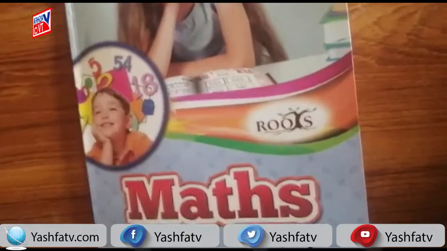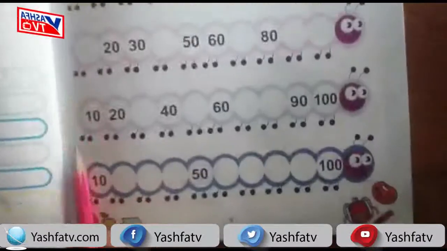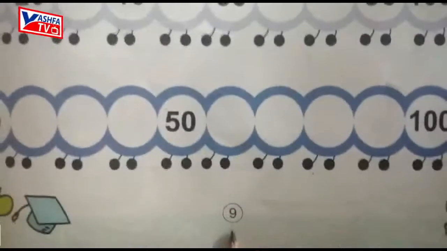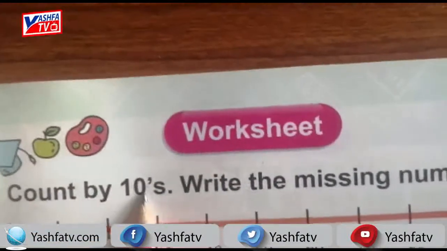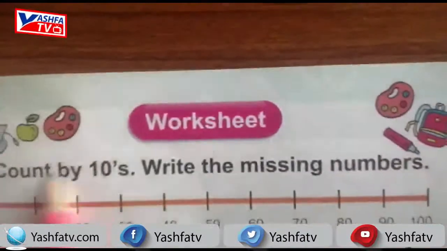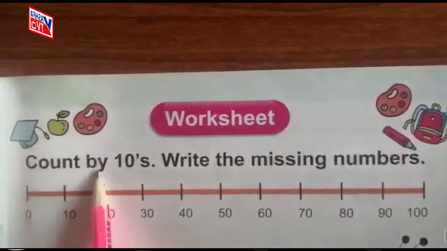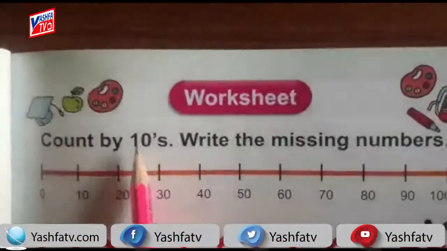It's my math lecture. I have a math book of class prep RKG2. Now today we are going to learn page number 9. It's also a worksheet. Count by tens. Write the missing numbers. Count by tens means that we add the numbers 10 by 10. We add the number by 10.